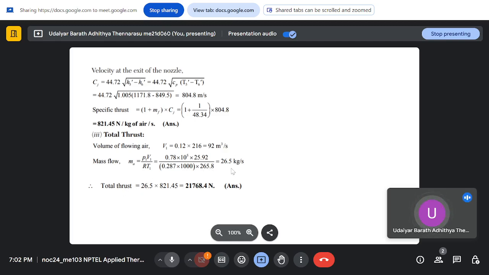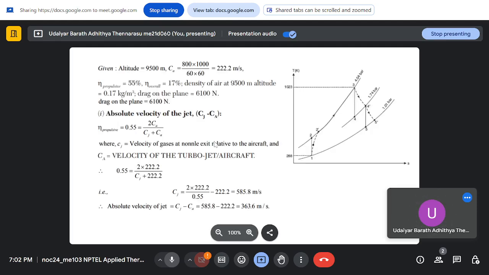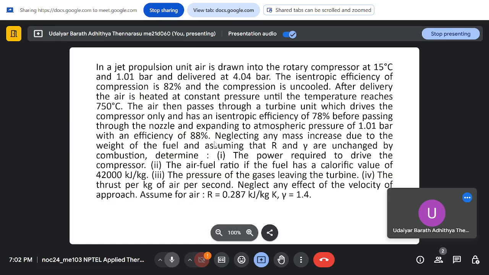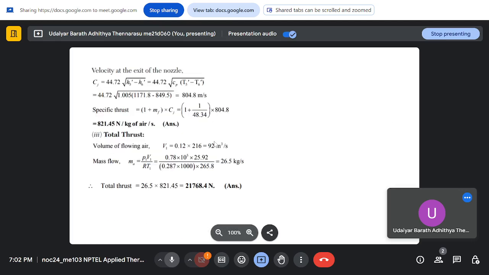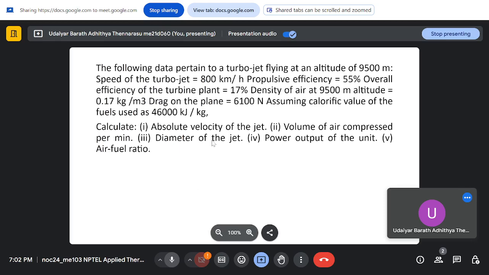So total thrust will be 26.5 into 821.45 Newton per kg, the specific thrust. So this becomes 21768.4 Newton. Specific thrust is thrust divided by the mass of air. So moving on to the next question.